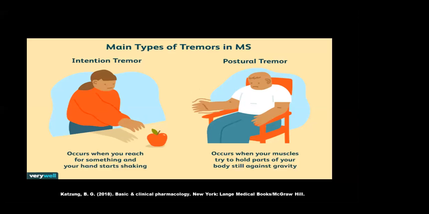Also another GIF of two types of tremor, the intentional and postural. As you can see here in intentional tremor, the patient is trying to reach the apple. There is a purposeful movement and the tremor occurs. Meanwhile, the other one, the patient is trying to maintain the posture, and maintaining the posture gives the tremor.